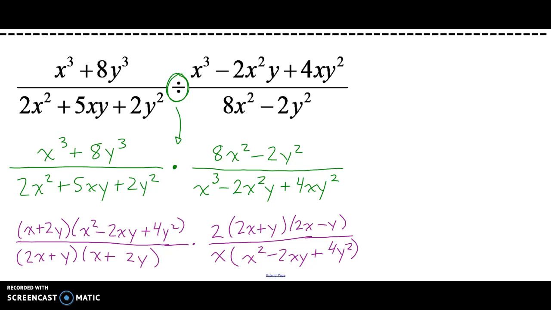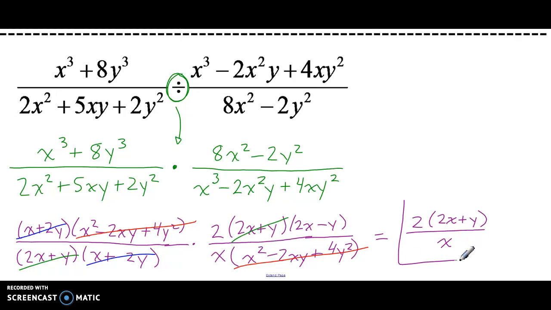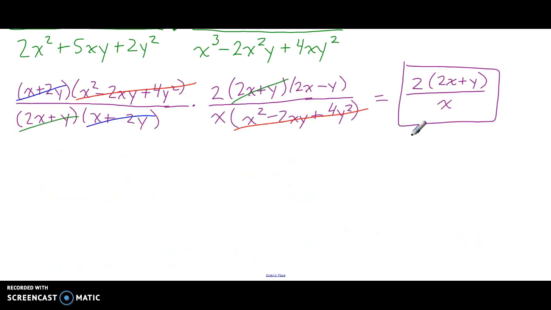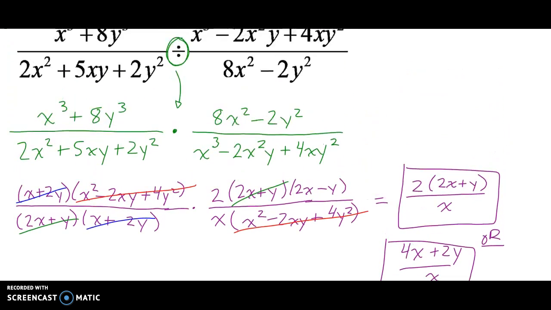Now, regardless, you can still cancel that large expression, x squared minus 2xy plus 4y squared, with this piece up here, because they match. Whether they factor or not, they match, and you can still reduce. And then there's all the rest of the regular cancellation, x plus 2y and x plus 2y, and 2x plus y and 2x plus y. When you're all done, you should have 2 times 2x plus y in the numerator, and just regular old x in the denominator. If you prefer having everything multiplied out, you would write that as 4x plus 2y over x. Either one of those is an acceptable answer. Those are both considered correct answers to that problem there.